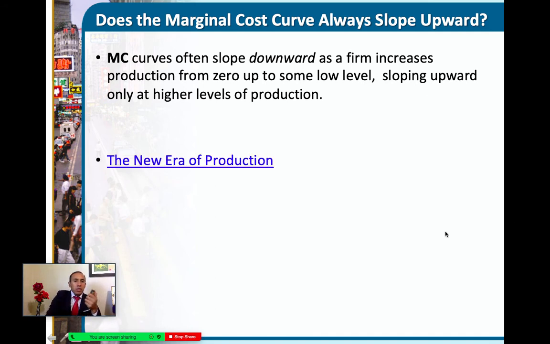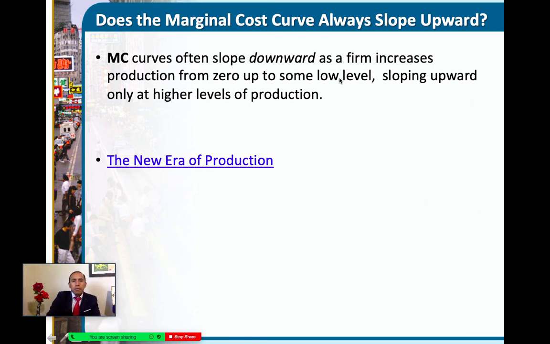In the new production era in today's world, we actually see that a lot of firms are interested in minimizing their costs. On average, at the margin or the total cost, most of the time they tend to want to minimize their costs, and optimize their output and production.